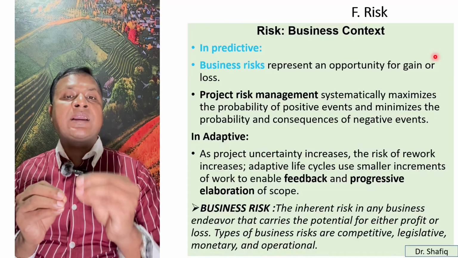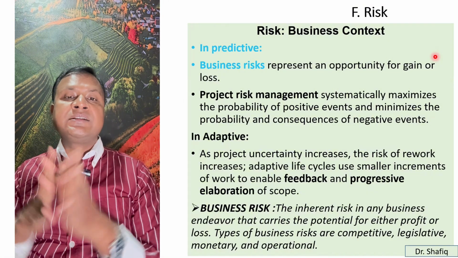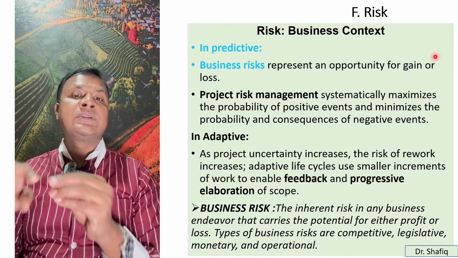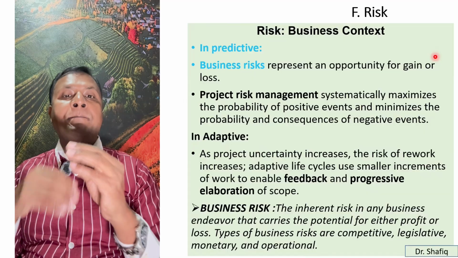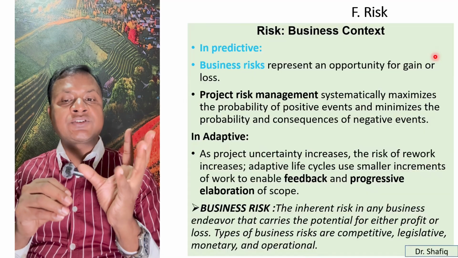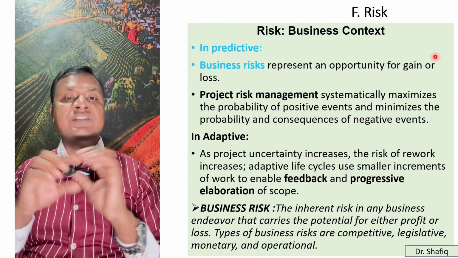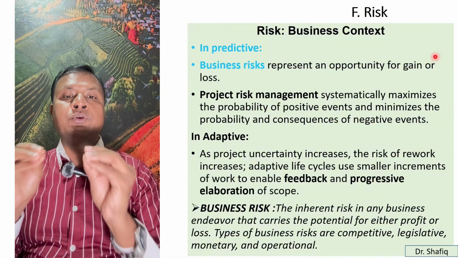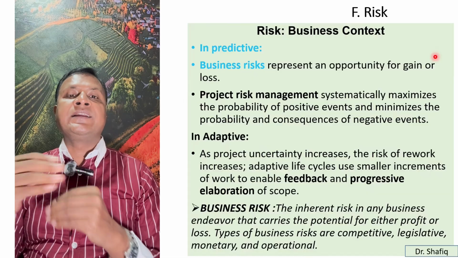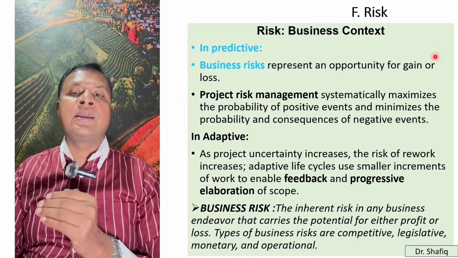Competitive means it can come from the competitors. Legislative means it can come from industry regulation or from the government side. Monetary, it can come from inflation or, from a country perspective, fiscal policy or monetary policy. Or operational: when you are going to work, there can be any kind of uncertainties or risk that can happen.